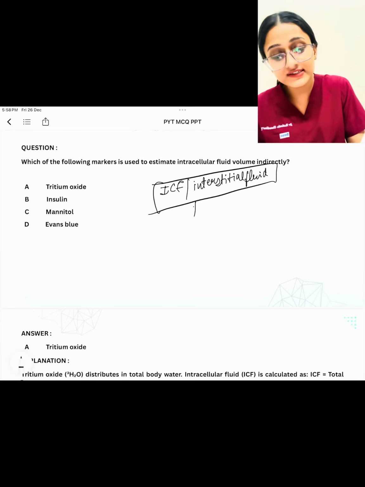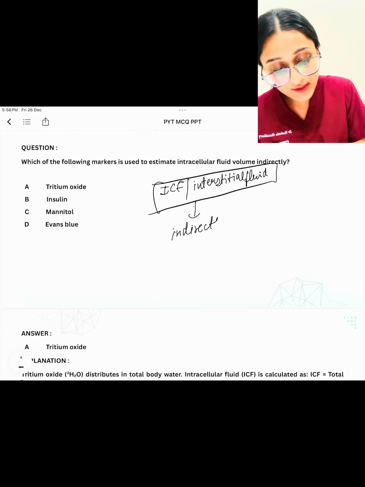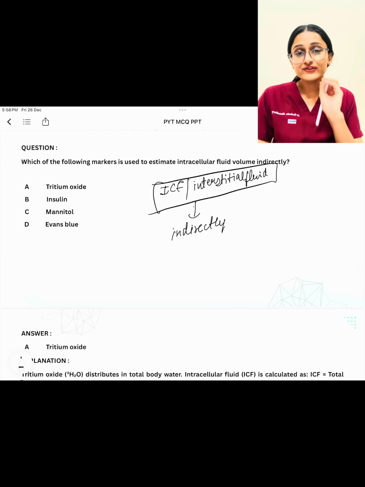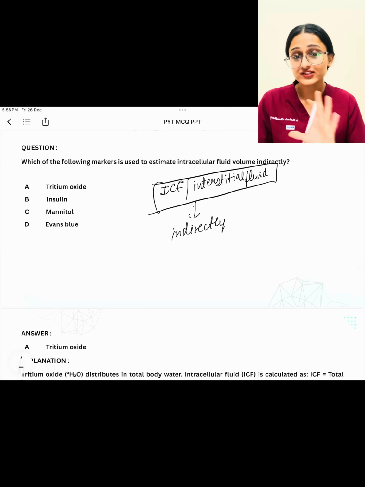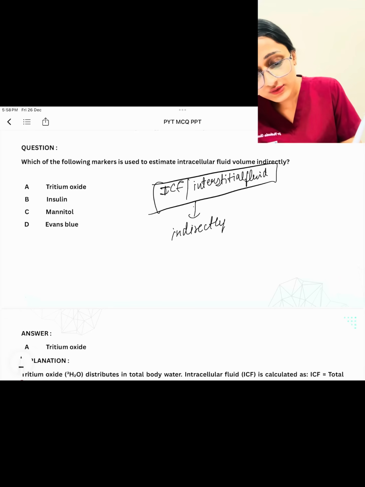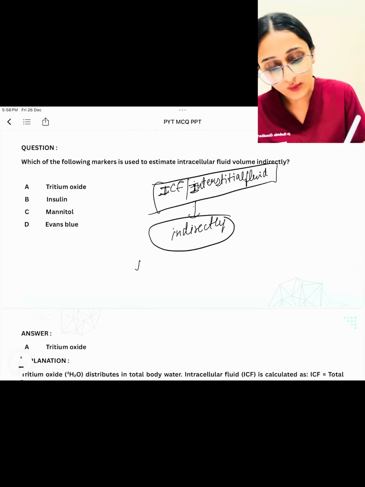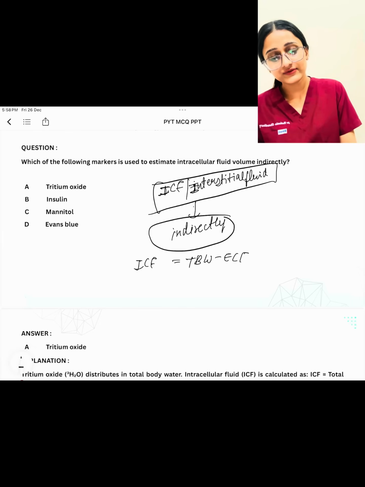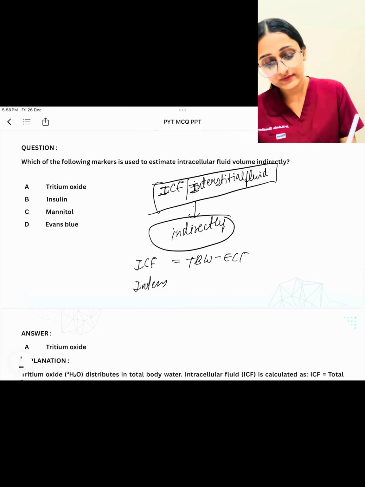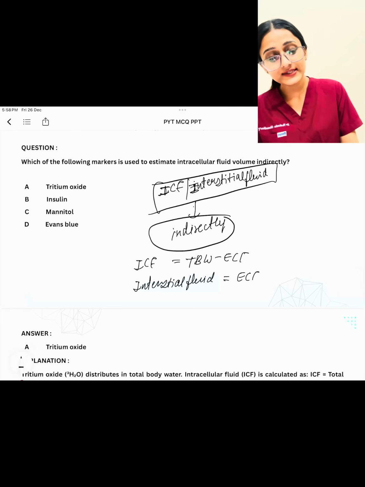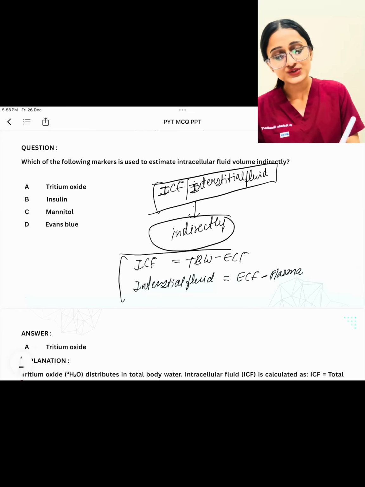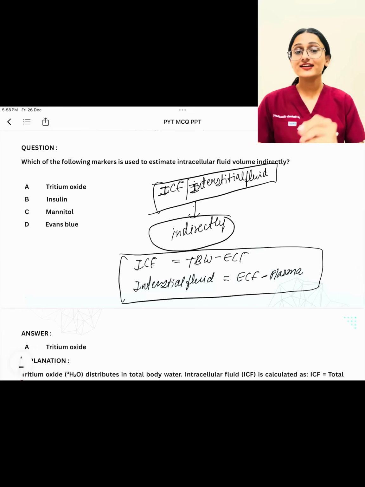We have to measure these indirectly. We just can't use one dye and measure this. So ICF and interstitial fluid we have to measure indirectly. And how? ICF we can measure by total body water minus ECF, and interstitial fluid we can measure by ECF minus plasma. Okay, so we have to measure these indirectly.